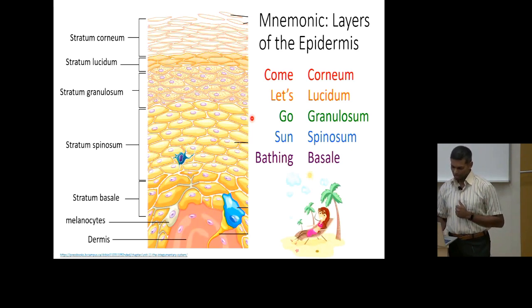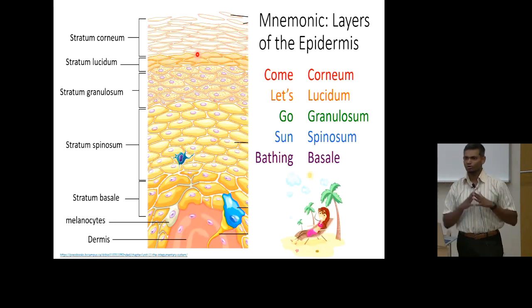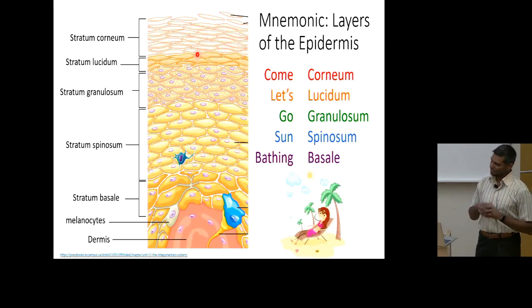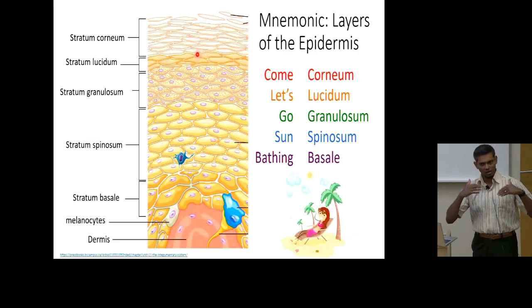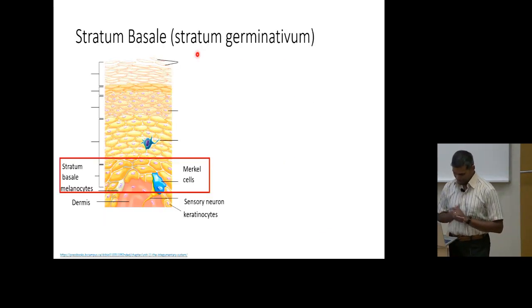So we're going to start all the way with the bottommost layer, which is stratum basale, because the cells are going to be differentiating in that layer, and then they're going to be pushed upwards. And as you notice here, the cells at stratum basale look very different from the ones in the stratum corneum. So they're going to undergo changes, and it makes more sense to start from the bottom and work our way up. Okay, so let's start with stratum basale.